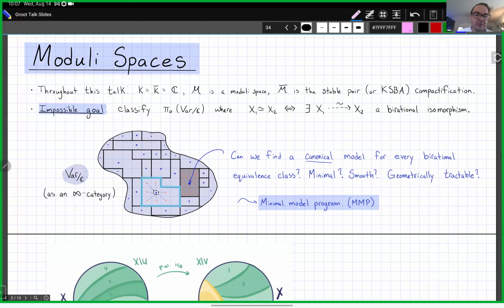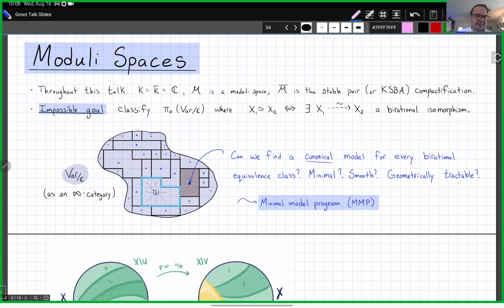This is essentially the goal of the minimal model program. You'd hope that that canonical representative is in some sense minimal with some kind of ordering you can put on the category of varieties. You might hope that it's smooth or has at least controlled singularities of some sort. You'd also maybe hope that it's geometrically tractable in some way, that it can be described with some geometric construction. Maybe you have actual equations for that thing. And this is the general idea of the minimal model program, to try to construct such representatives.